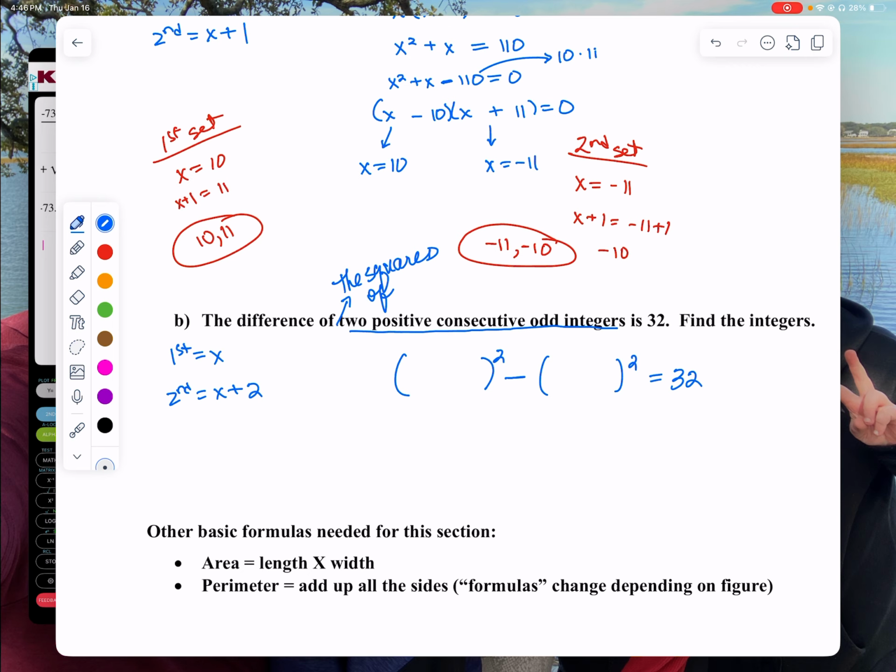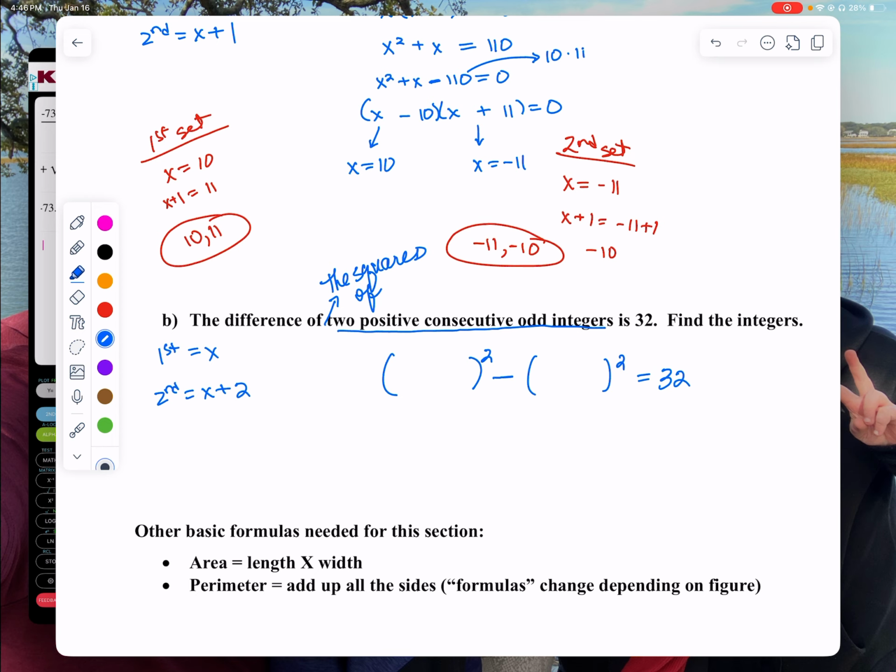So now we just have to decide which one goes where. Am I going to put this guy first, or am I going to put it second? Does it matter? Well, let's think. They said they wanted it to be positive, right? So for it to be positive, you're going to have the big one first and subtract the little one. If you do little minus big, you get a negative. So the big one has to go first. So which one is the big one? That's going to be my x plus 2. And the little one is going to be x.